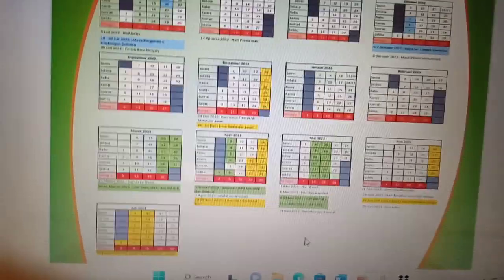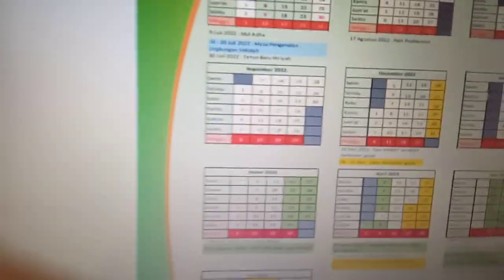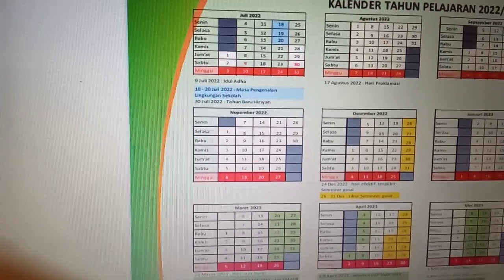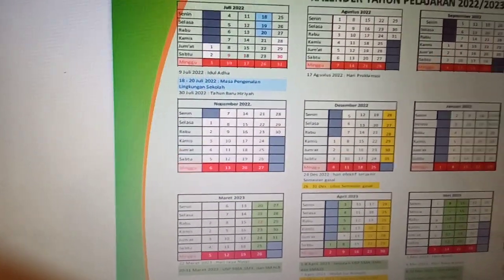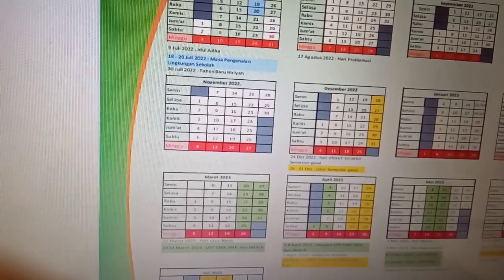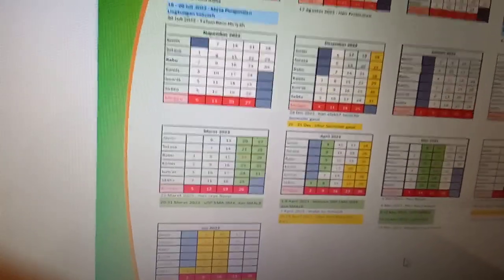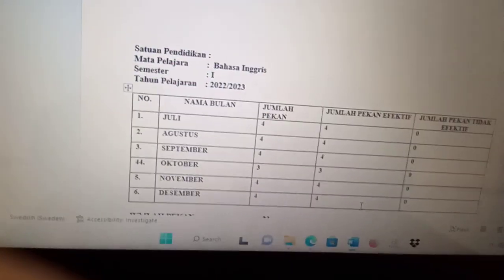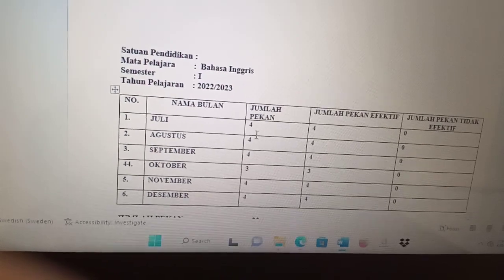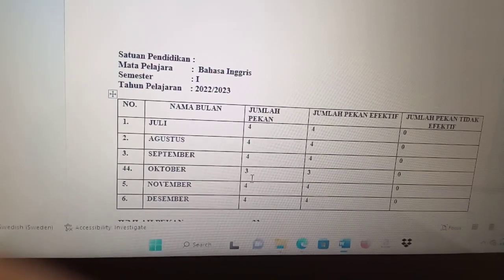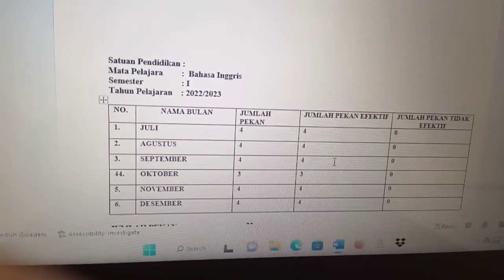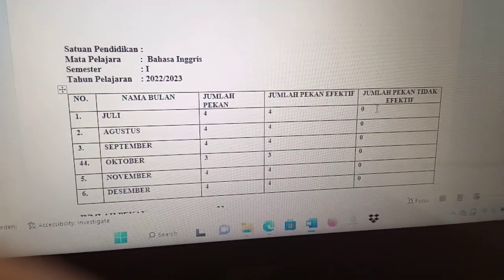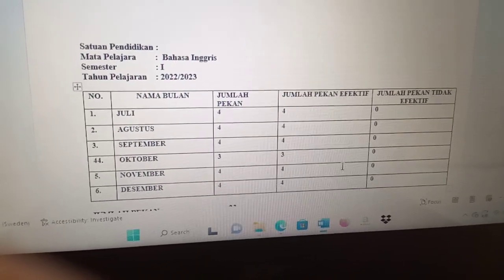How about November? In the month of November, there are 1, 2, 3, 4 weeks as well. And as you can see here, they are all effective weeks. So as I wrote it here, in the month of November, the total of the weeks is 4, minus 4 effective weeks, equals 0 ineffective weeks.